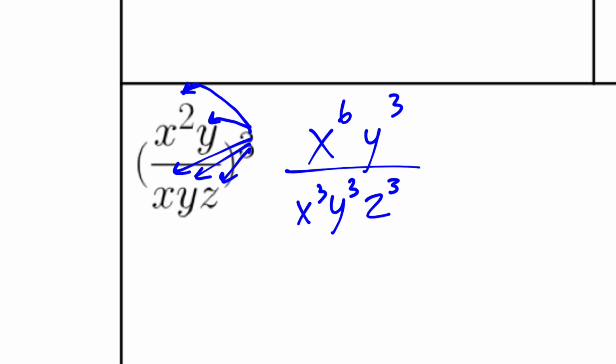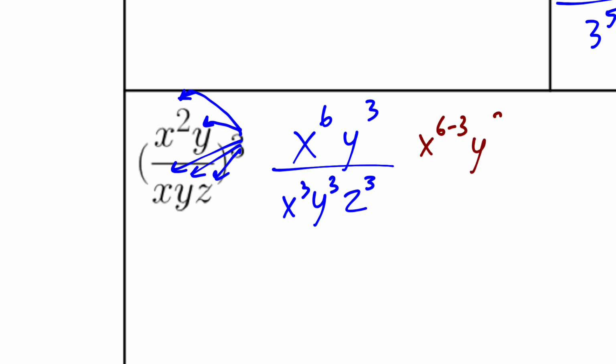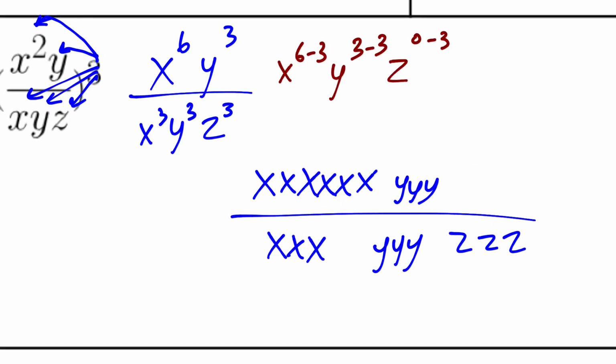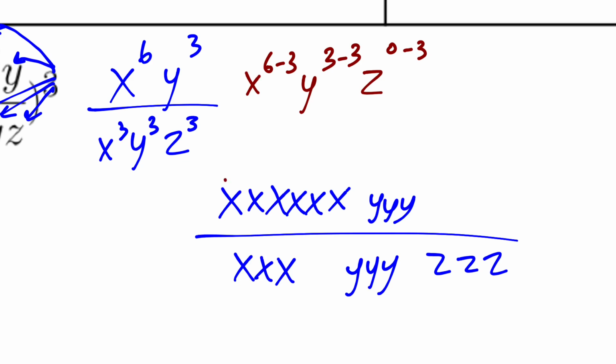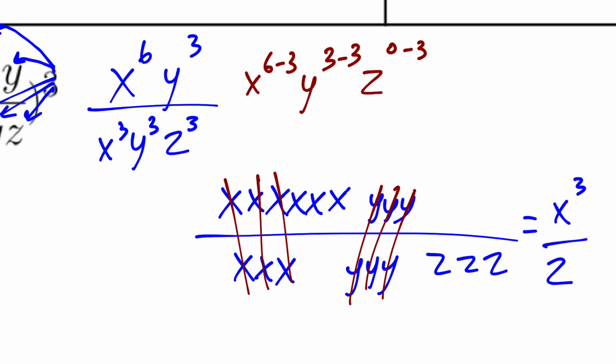If we look at the x terms, this is like saying x to the 6 minus 3, and y to the 3 minus 3, and z to the 0 minus 3, because there's nothing on top. If that doesn't make a lot of sense to you, you can always go back to this sort of diagram and cancel out 1, 2, 3 of the x's, 1, 2, 3 of the y's, and write what's left. There's 3 x's on top and 3 z's on bottom. This will give you the same result though.